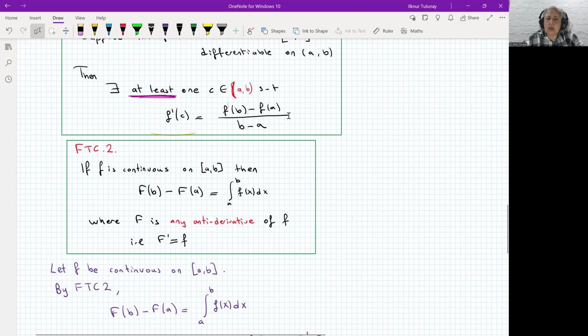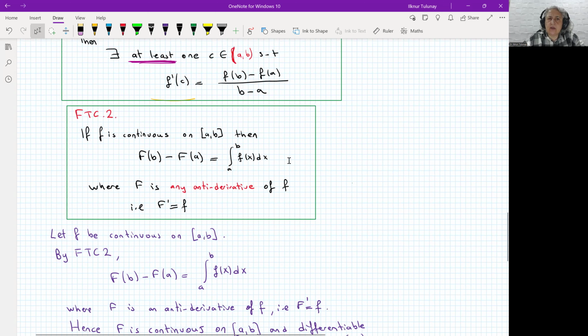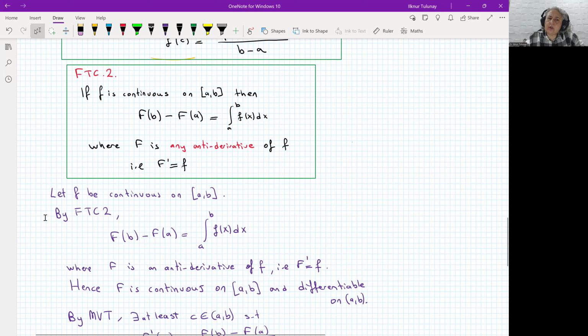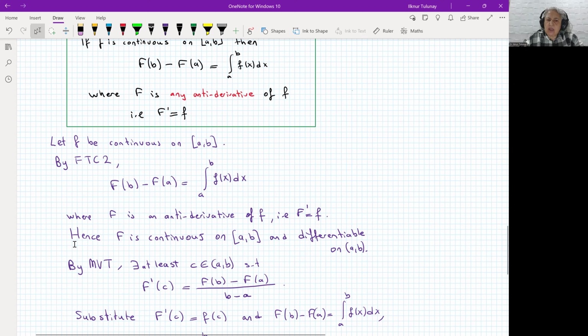Okay, f is continuous on [a, b]. This is given in the question, right? We start from here. Now, first use the fundamental theorem of calculus part 2. Capital F is the antiderivative. Capital F is continuous and differentiable because of the theorem. Now, use the mean value theorem, but this time for the capital F. That's what we are doing here.